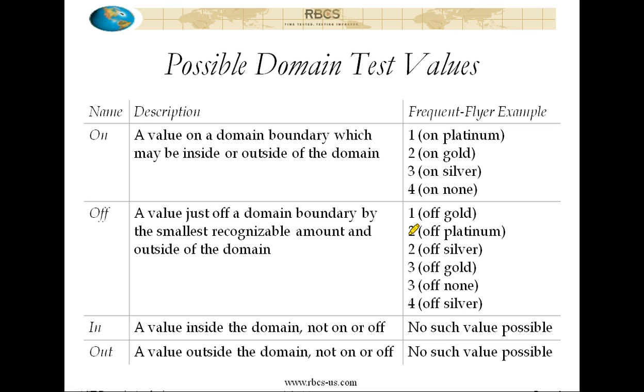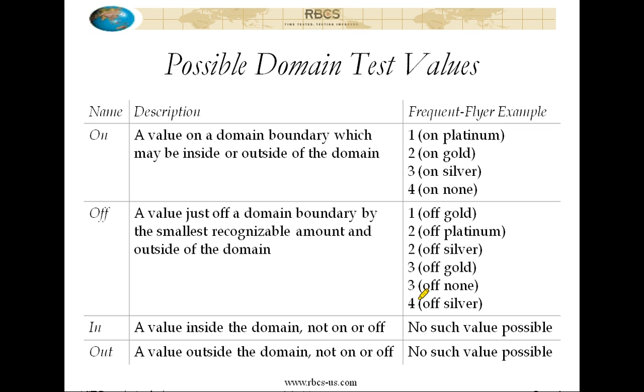2 is an off value for platinum because we're just below the number of miles needed to be platinum. If we were in the next tier up, we'd be in platinum. 2 is also an off value for silver because we're just above silver. 3 is an off value for gold because we are in silver, right? If we had more miles, we'd be in gold, and if we had less miles, we'd be in none. So that off value there.